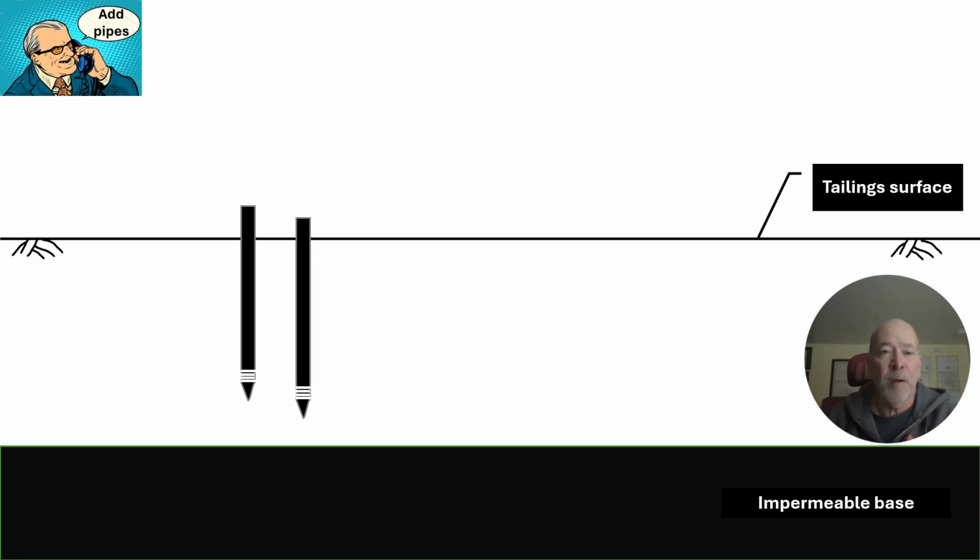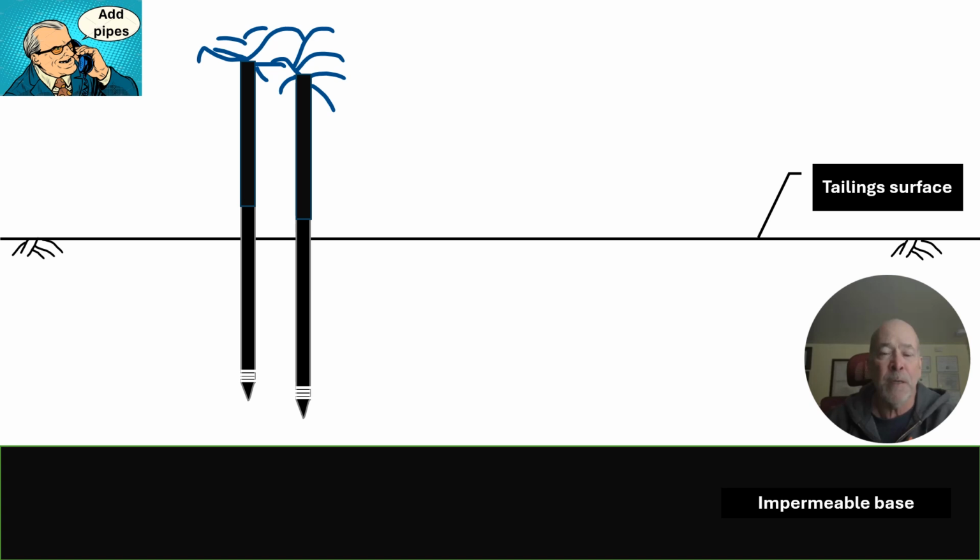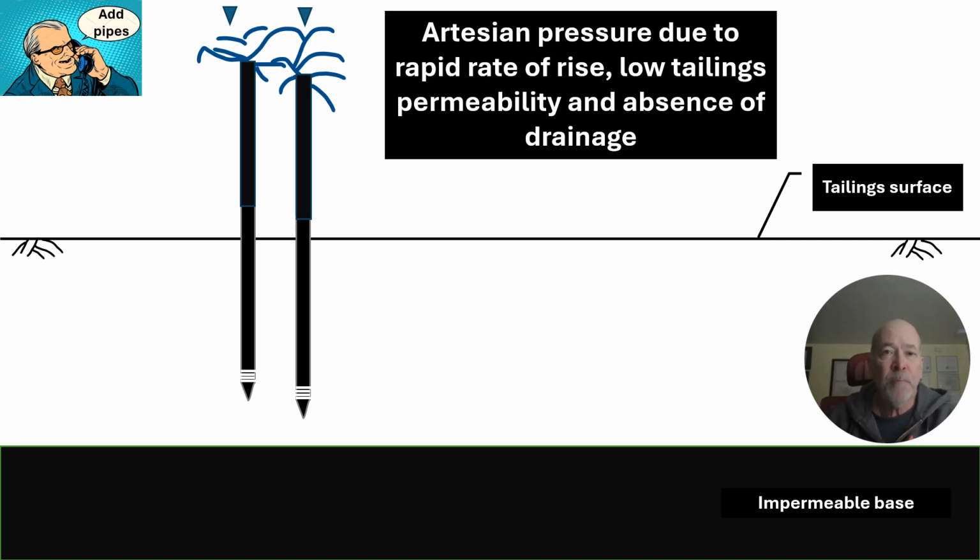So I called up my boss and he says, okay, you need to add some pipe joints to the top of those pipes. And I thought, well, this is not very helpful, but I did as he asked. And we went away and we came back the next day, and guess what? They were making water out of the top of those pipes. Well, how come? Well, it was artesian pressure, and it was because of the rapid rate of rise in the tailings, low permeability, and the absence of drainage.